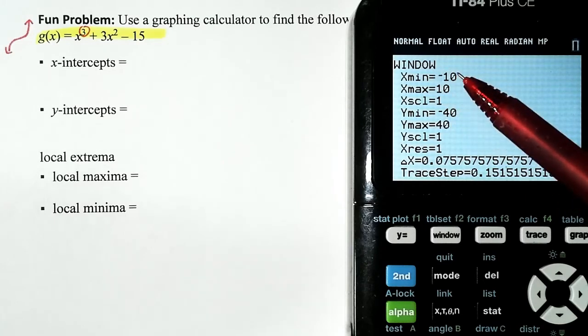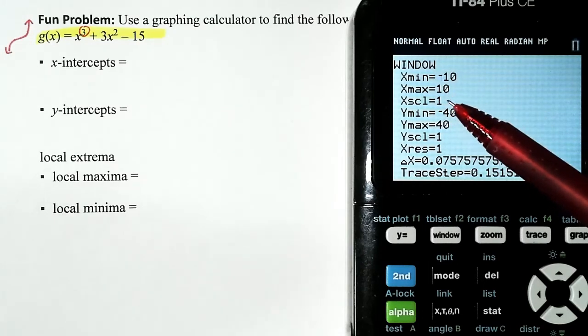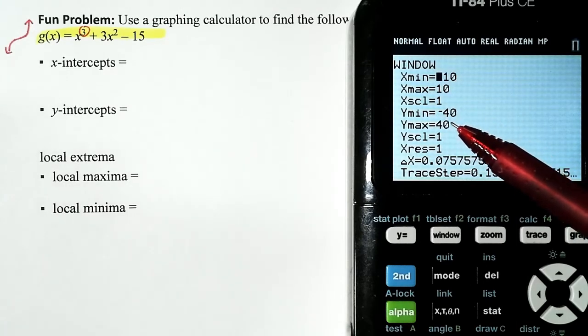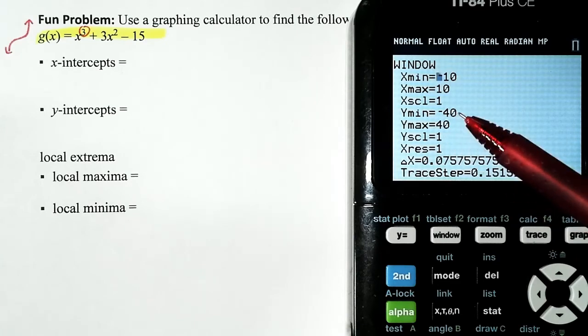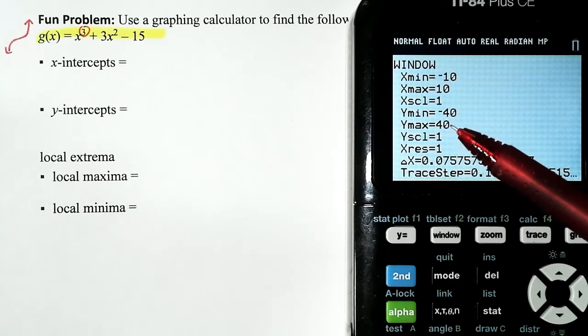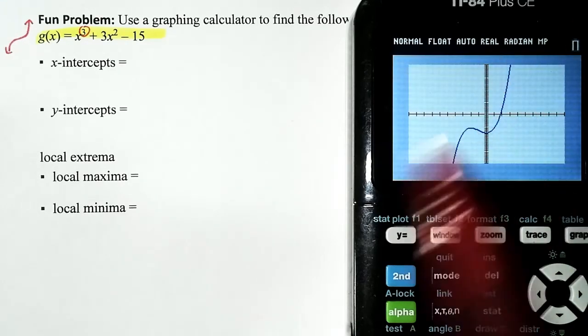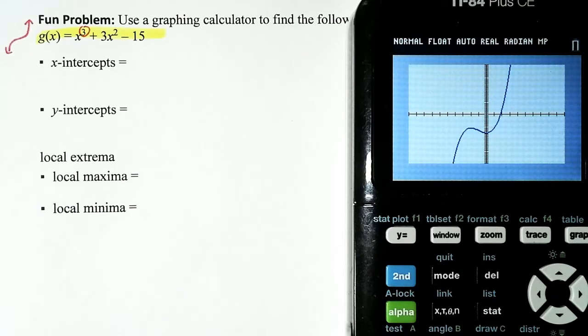So we have 10 tick marks, 10 tick marks, or 20 tick marks overall. For the y-axis, the minimum is -40 and the maximum is 40, and the scale is still 1. So we have like 40 tick marks going up, 40 tick marks going down. Yeah, that's 80 tick marks. Okay, so that's why it looks like this. But cool. All right, so let's go ahead and find the x-intercept, y-intercept, and the local extrema.